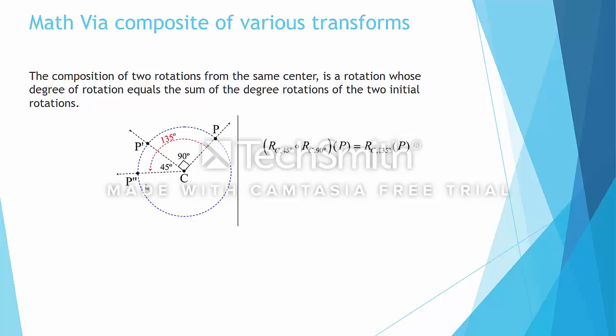The composition of two rotations from the same center is a rotation whose degree of rotation equals the sum of the degrees of the two initial rotations.